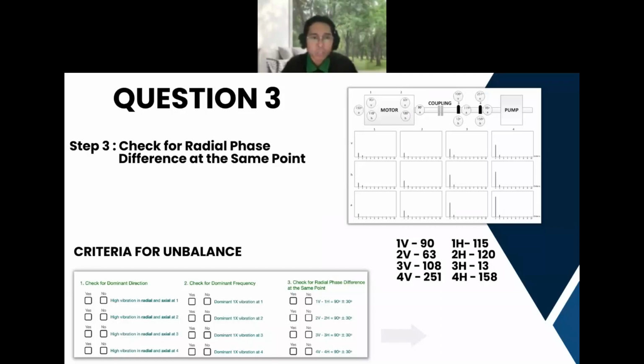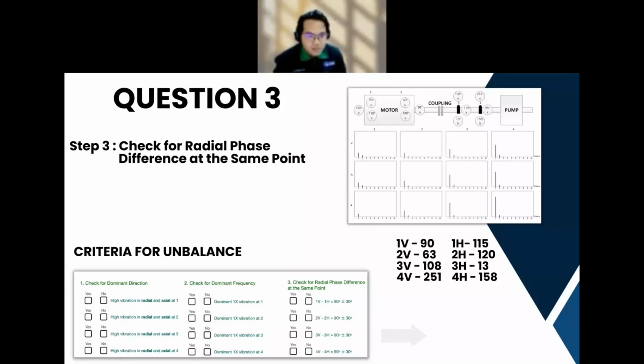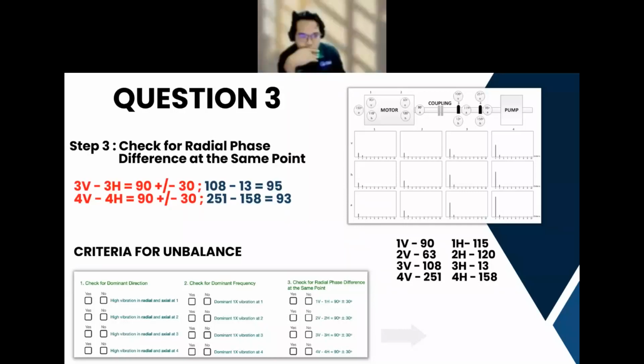We can assume it is in phase because the phase is 90 degrees plus or minus 30 degrees tolerance. I agree with Aziz, because it's still in the tolerance value at points 3 and 4. So maybe we can assume it's still in phase. Yes, it is still in phase. So try to see the unbalance criteria first. So we can conclude that this is unbalance, right? Yes, it is.